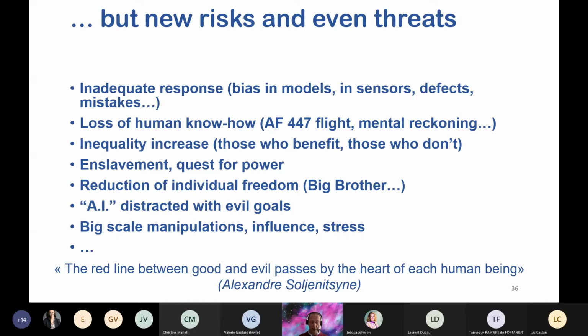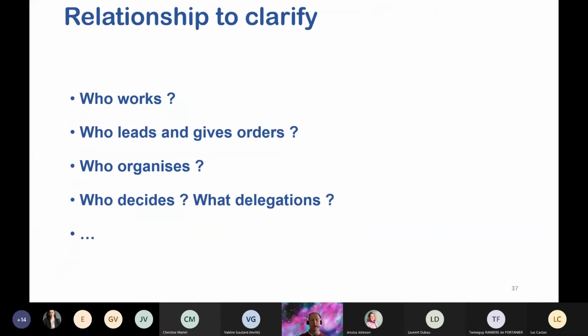AI can also be diverted itself with evil goals. We talked about dual technologies and human ambiguity. It can help controlling big-scale manipulations, influence, stress. So let's think of Alexander Solzhenitsyn's thought: the red line between good and evil passes through the heart of each human being. There's some relationship to clarify, in fact.